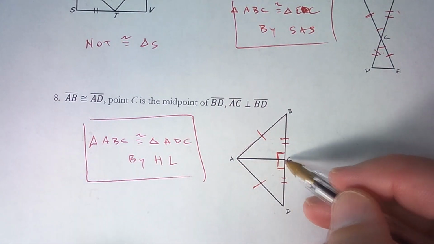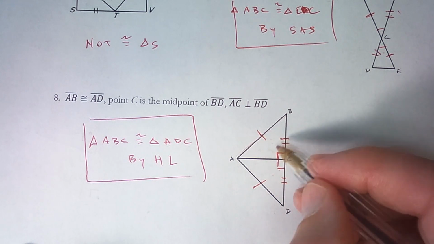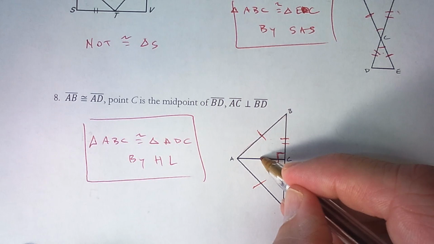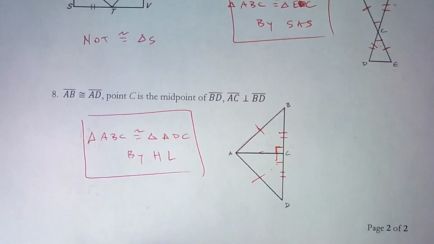Okay, now I could also have said that because they share side AC, that AC is congruent to itself, and then I would have side, side, side. Or because I know these are congruent, I could have had side, angle, side. So there's actually multiple ways that I could have done this one.